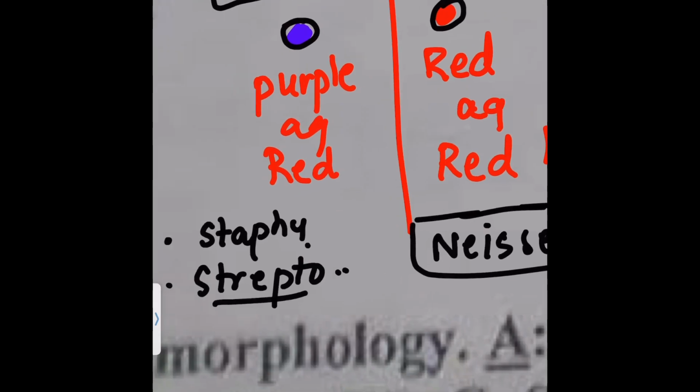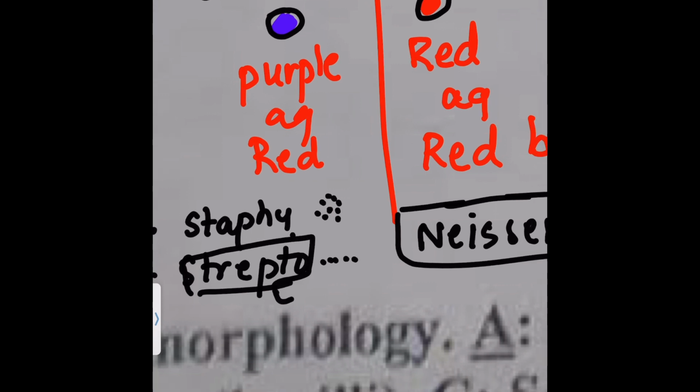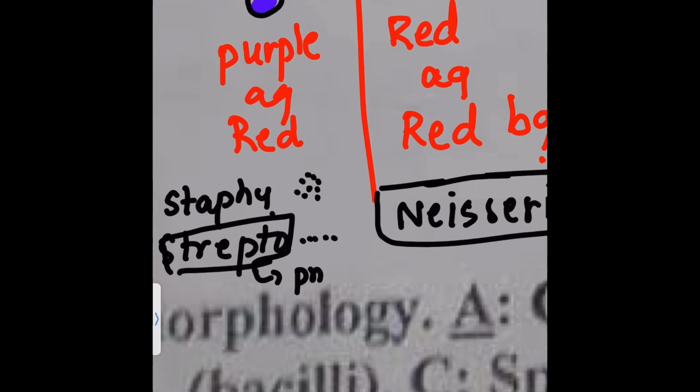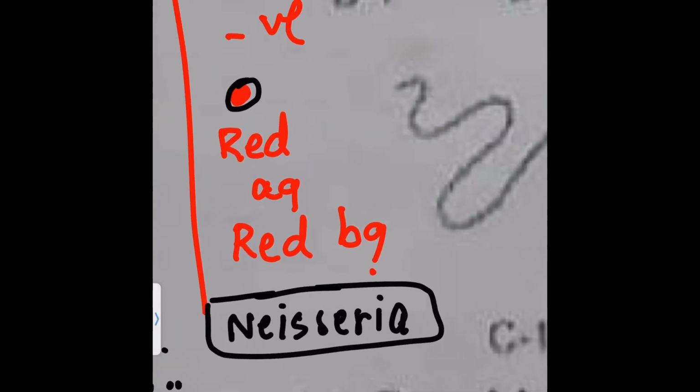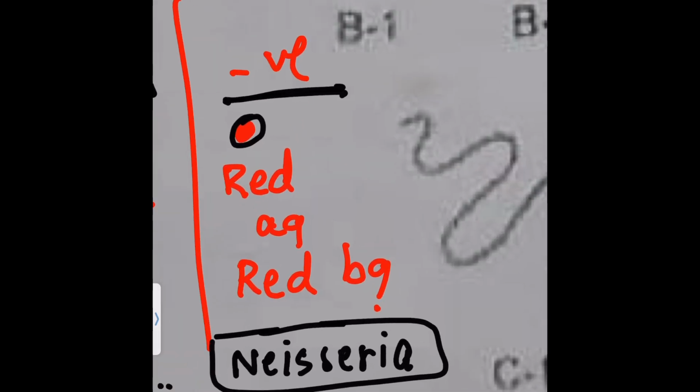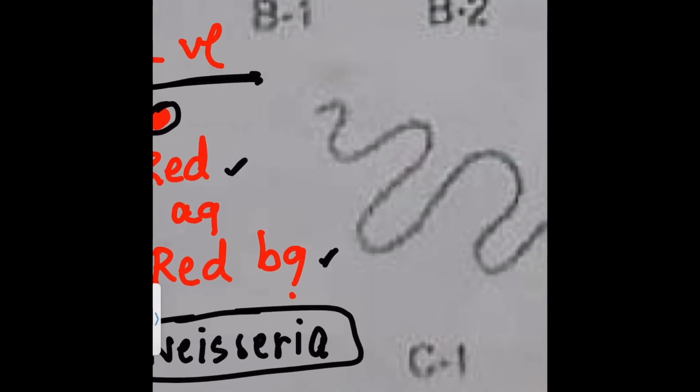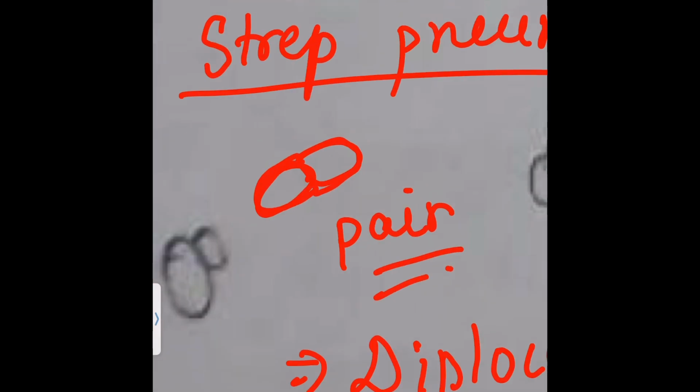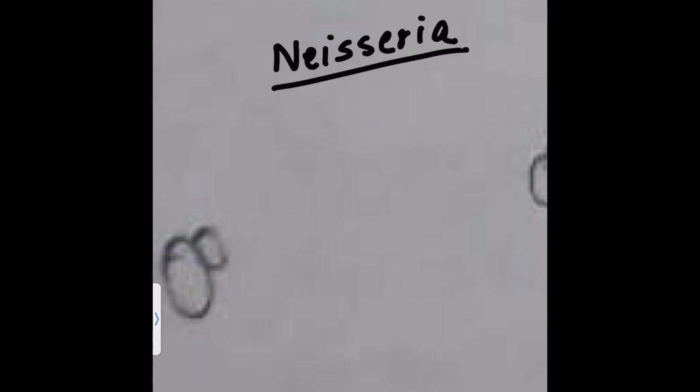About strepto, we know that they are linear. Staphylo, we know that they are in clusters. We know why they are in clusters and why they are in linear arrangement. And about streptococcus, we also know a special type, streptococcus pneumoniae, which is in pair. Clear? Then what about this Neisseria? All we know is that it is gram negative, that is, it is red against red background. So now let us know more about Neisseria species. As the name suggests, it should be nice, right? It should be nice, but it is not nice.